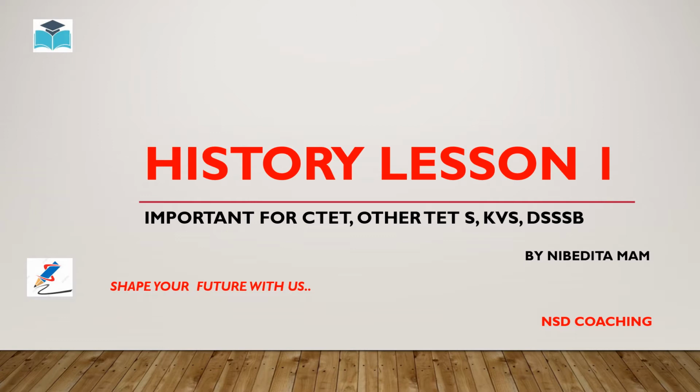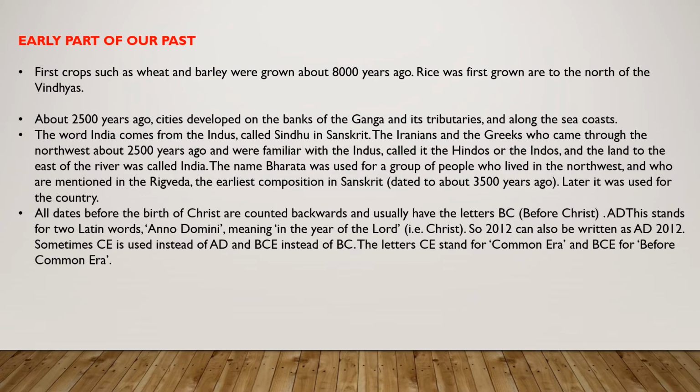Now let's begin. I have taken the early part of our past. First crops such as wheat and barley were grown about 8,000 years ago. Rice was first grown north of the Vindhyas. About 2,500 years ago, cities developed on the banks of the river Ganga and its tributaries and along the sea coast. And the great city which developed along the river Ganga was Mughal.